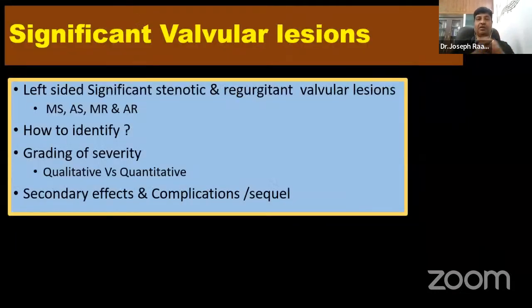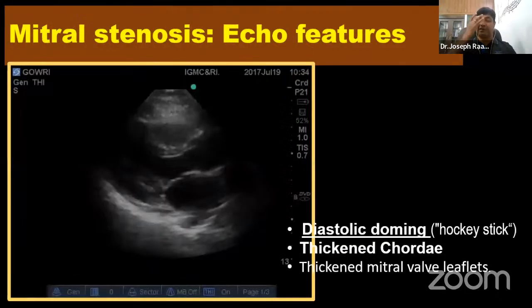Okay. So with that, we'll move on to the next session, about how to pick up a significant valvular lesion. Here we are not worried about a very mild or trivial valvular lesion, but about the lesion which is going to alter or compromise our anesthetic and perioperative outcome. And we know that most of the time the left-sided lesions give us trouble. So how do we pick up significant left-sided lesions, especially stenotic and regurgitant lesions? We'll see how mitral stenosis, aortic stenosis, and regurgitation of the mitral and aortic valve look.